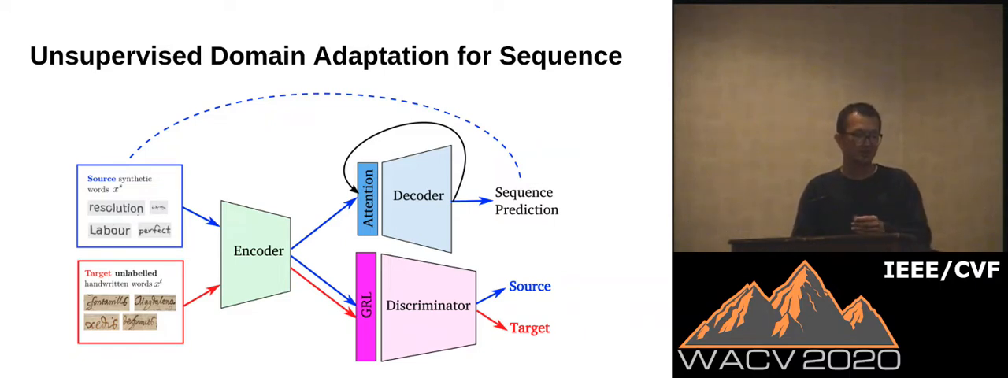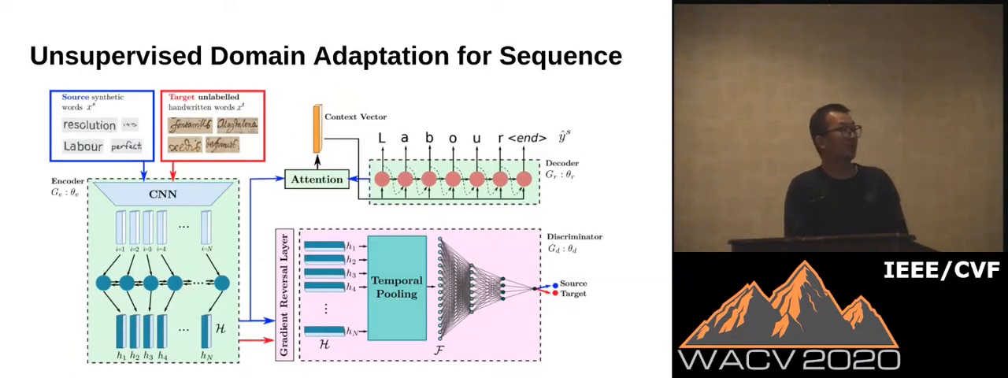But when the gradient goes backwards through the GRL, it contributes to the encoder just to make the feature representation aligned for both domains. In that way, the recognizer can be generalized to recognize the real data. And here is the architecture in more details.